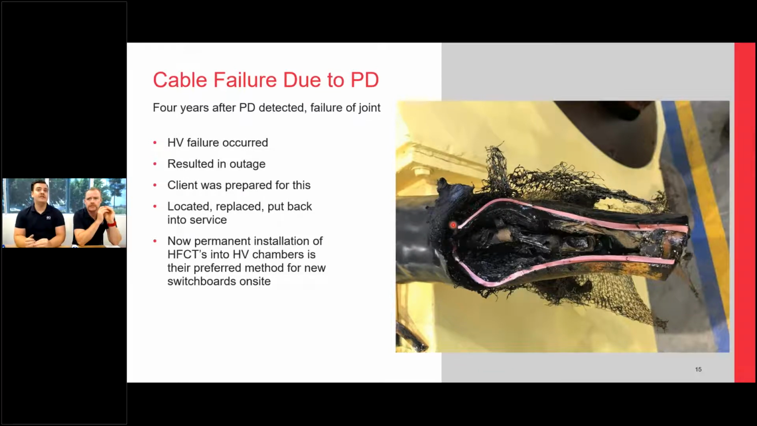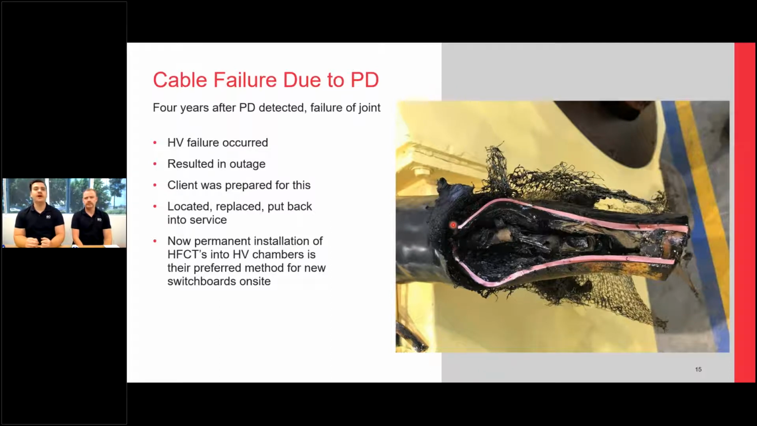This HV failure did result in an outage, but because the client was prepared for it, they had the spare parts, they had the spare cable ready, and they had a fairly good idea where that failure would occur. They were able to locate it quickly, replace it, and get everything back in service with as minimal interruption as they could. Because of this, they have actually now chosen to use this type of online testing with the permanently installed HFCTs as their preferred test method.